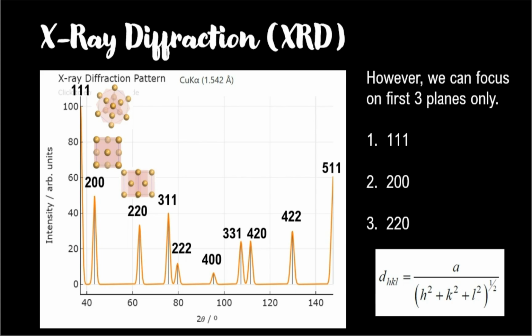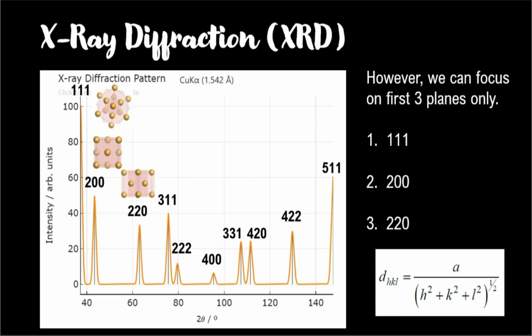Here I have a screenshot. So this is the image of the 111 plane, and the 200 and 220. They are highly arranged in order to produce the diffraction pattern on the screen. So we can see here they are arranged in order. So here is the formula that we can use to calculate the distance between the planes.